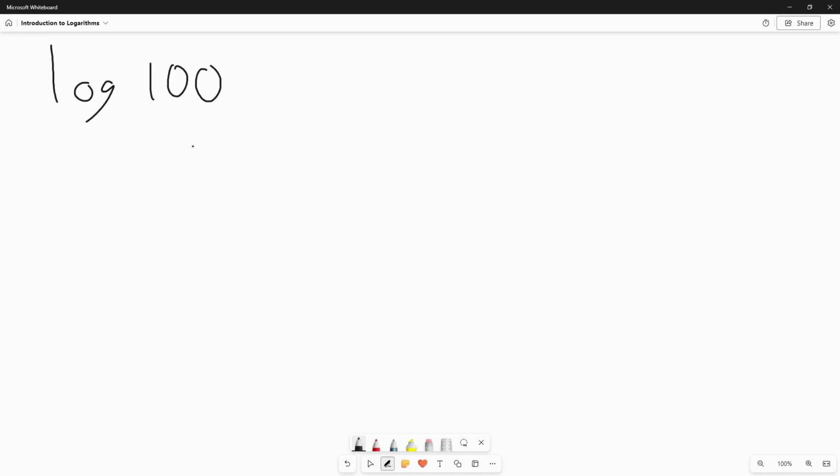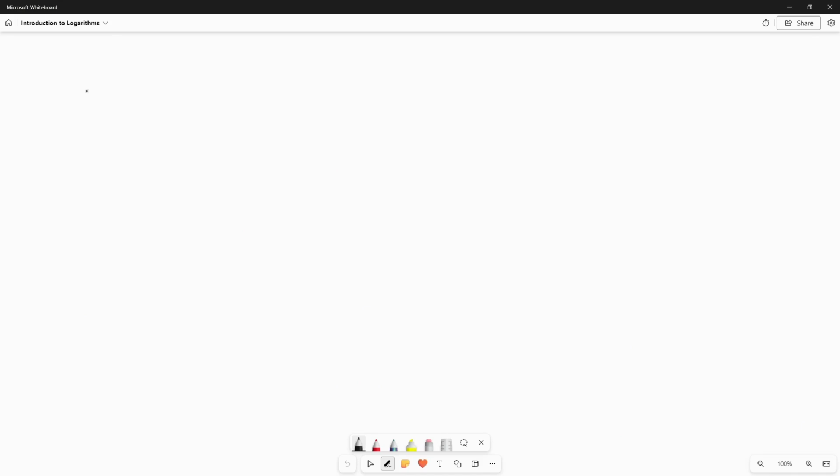And also, if you have a logarithmic equation or expression that doesn't have a base, that means the base is 10, because that's the default. So if you have log 100 with no written base, this is equal to log base 10 of 100, which is just 2.